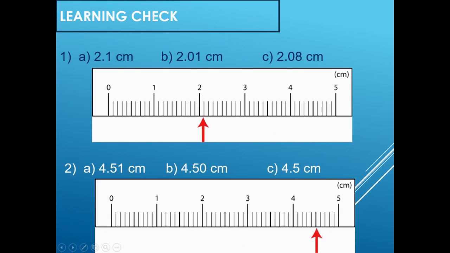All right, time to check to see what you know. Pause your video, write down what you think the recording for that particular measurement will be.